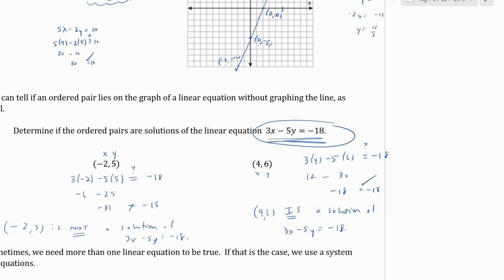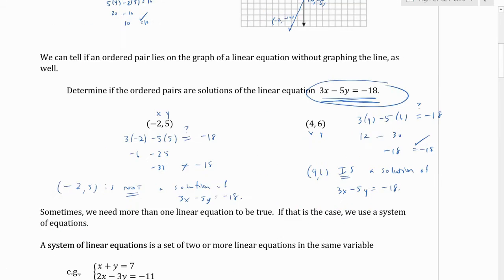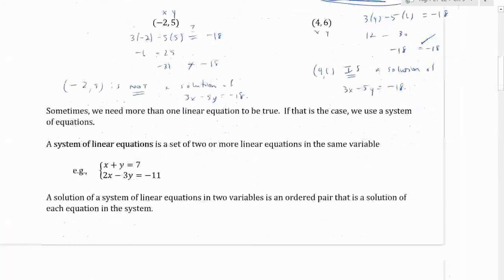The reason it lies on it is because that pair, that ordered pair, that x and y together, make that a true statement. Okay? And then sometimes we need to talk about more than one of these linear equations at a time. And when you do that, you call that a system. So, and if you don't know, e.g., I forget what it stands for in Latin, but we use it to say, for example.